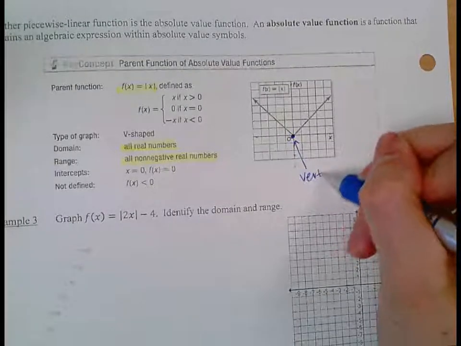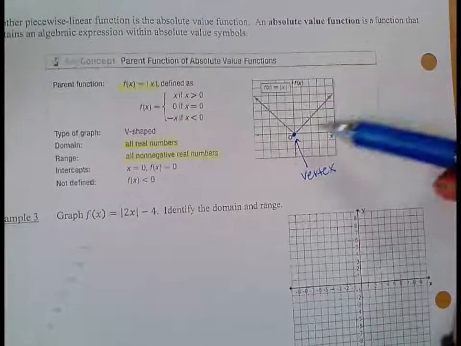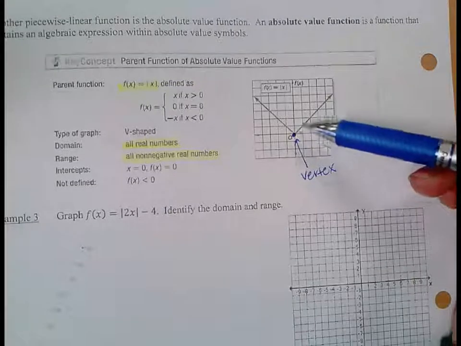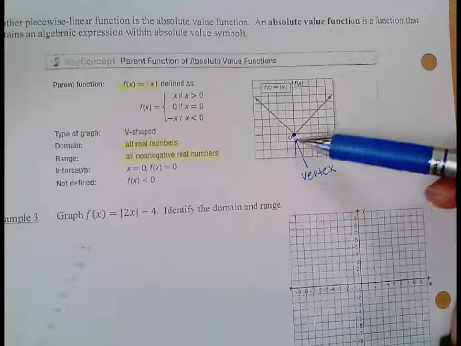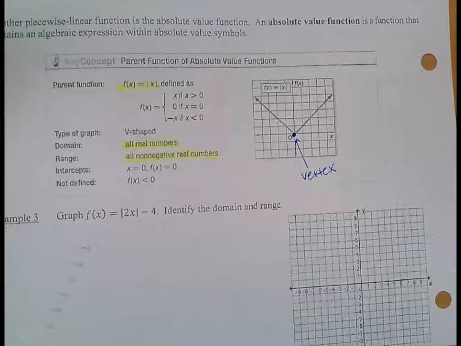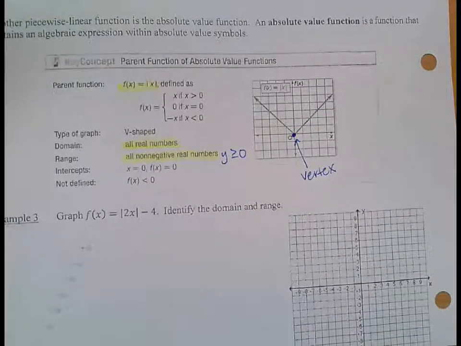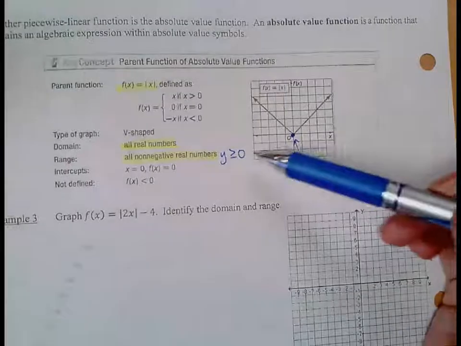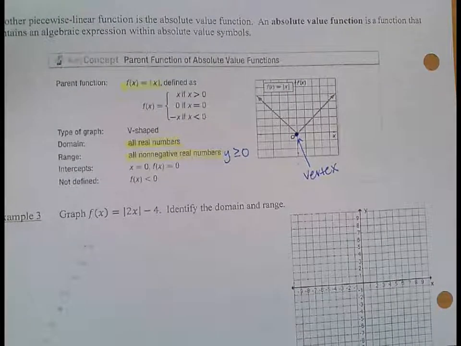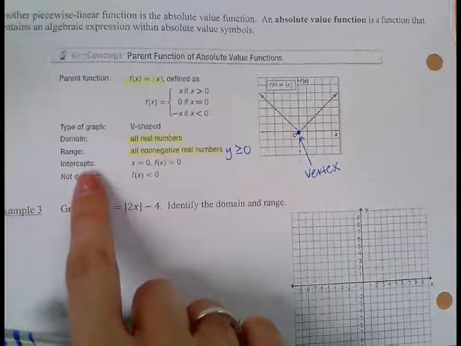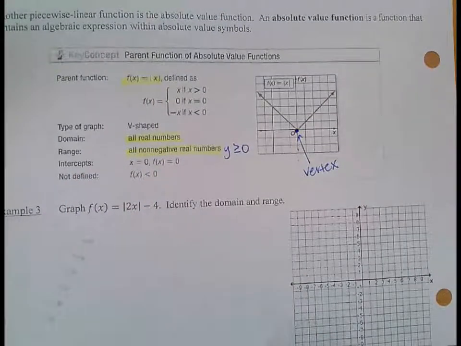That's the vertex, and that is at the y value 0. And the V is opening up, so it's all y values greater than that. So y is greater than or equal to 0 for the parent function. That might change, again, depending on if your graph is shifted around. It also gives you the x and y intercept of the parent function and then where it's not defined. I won't focus too much on those because we're mainly focusing on graphing it.